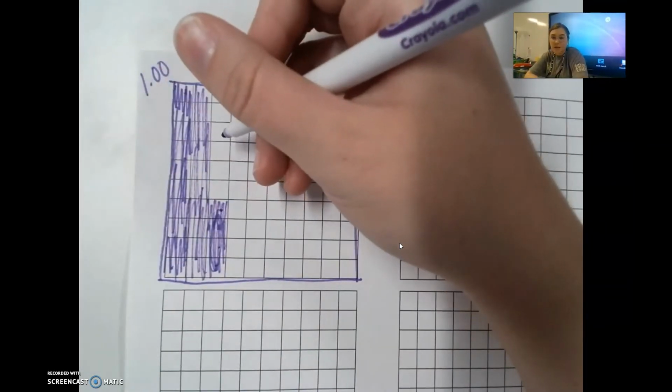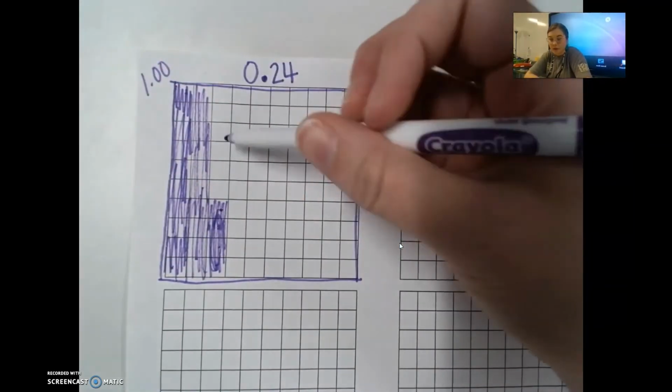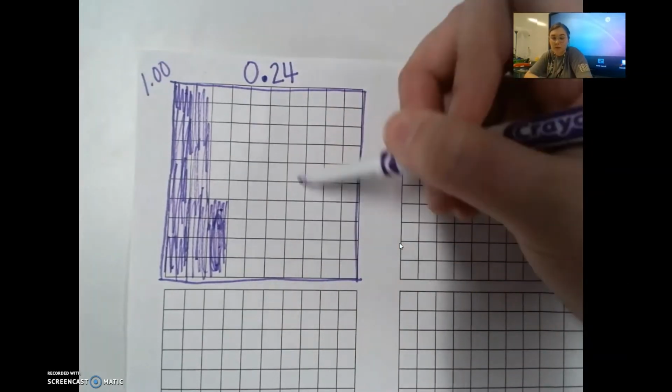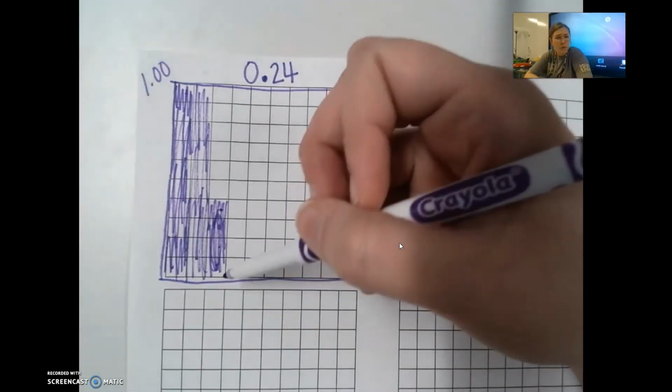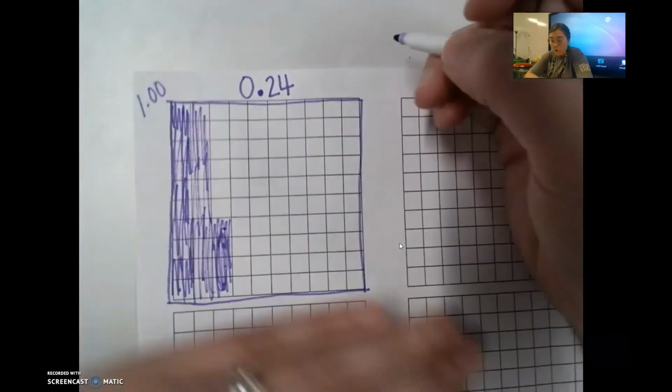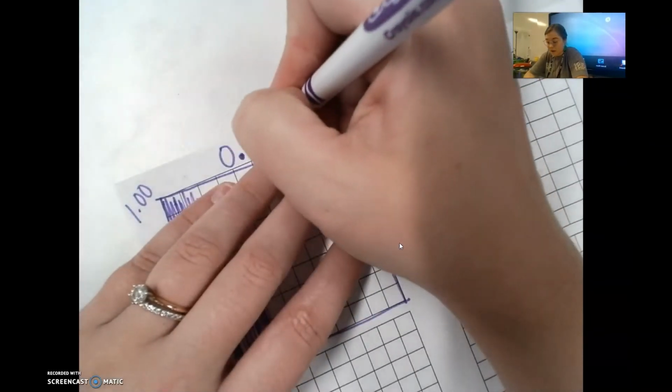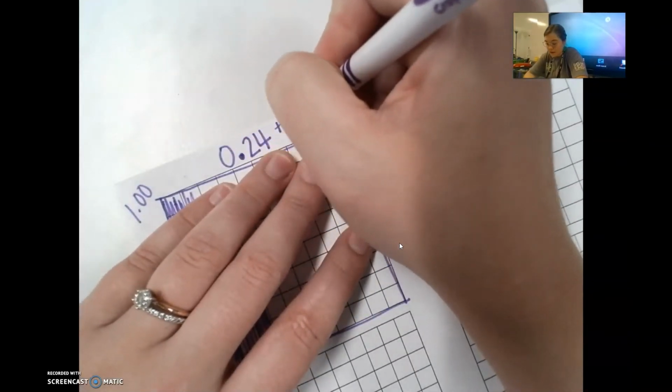hundredths. Because this is my hundredths grid. There are 100 boxes on this grid, and I only have 24 out of those 100. So I have 24 hundredths, and you write that in word form like this.